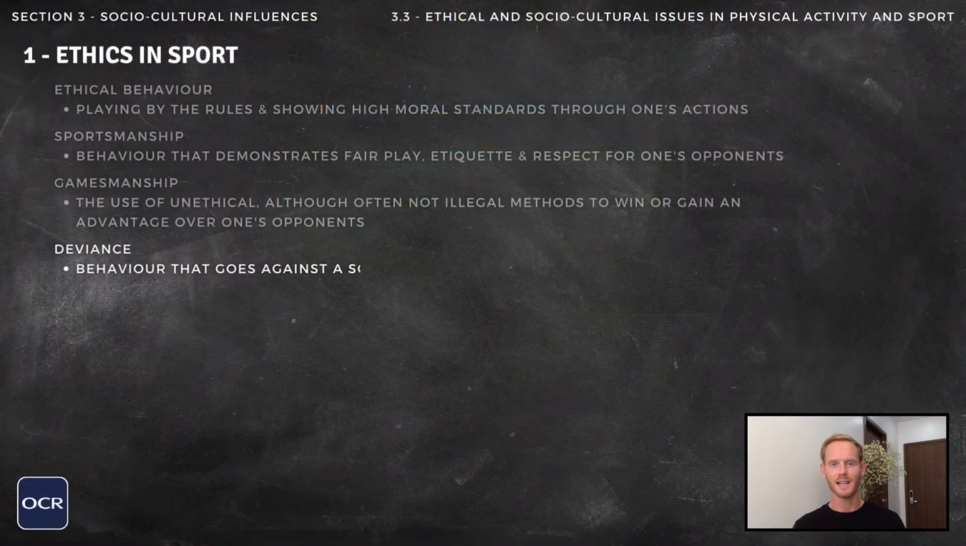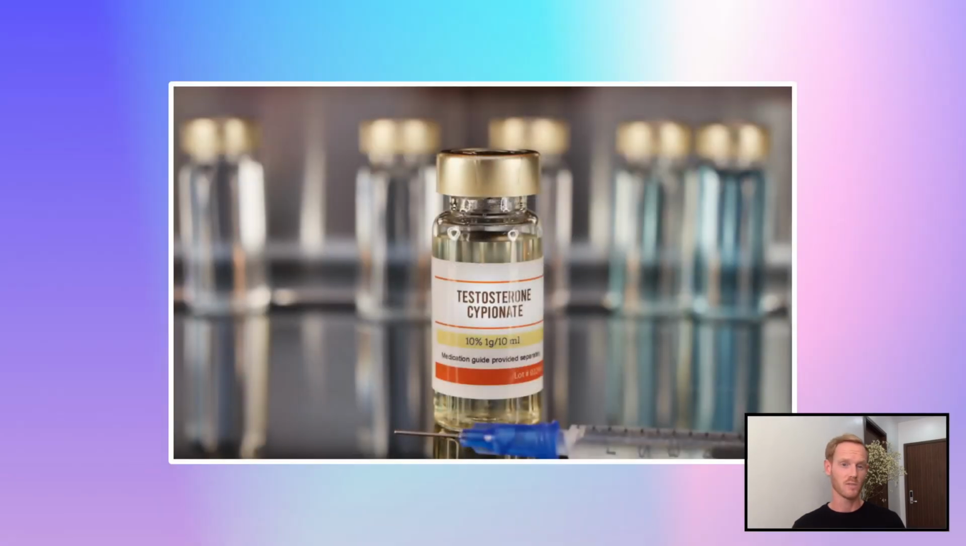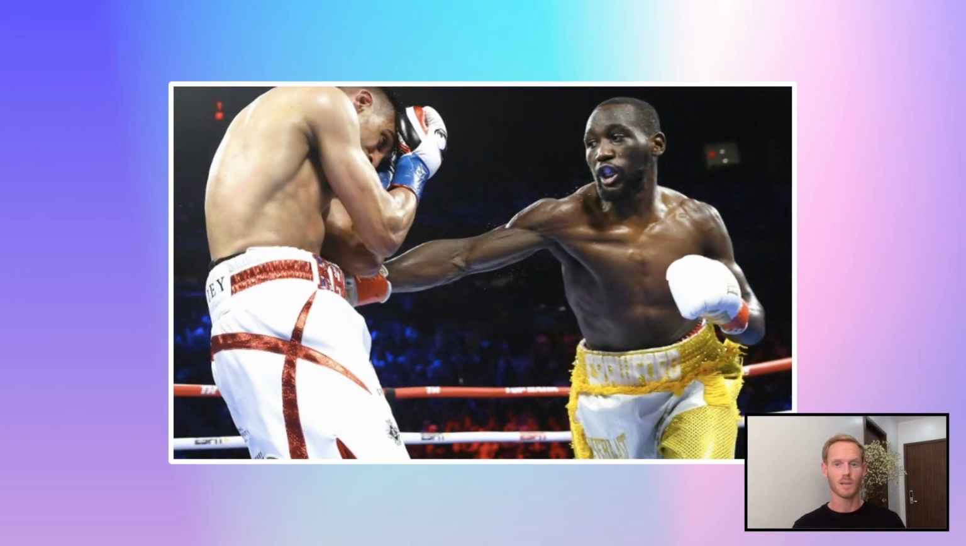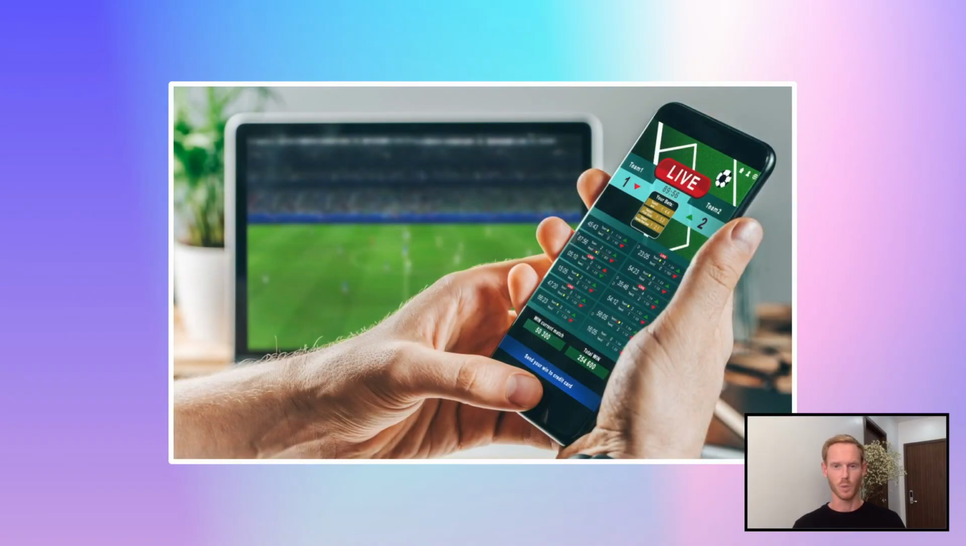Finally, deviance is behaviour that goes against a society's norms and values and is often illegal, either in terms of the rules of a sport or society in general. Examples of deviance include the use of performance-enhancing drugs, acts of violence, for example fighting an opponent during a rugby match, deliberately punching below the belt in boxing, hooliganism in football, tampering with the ball to generate swing in cricket, and match fixing, for example losing on purpose to make money through betting.